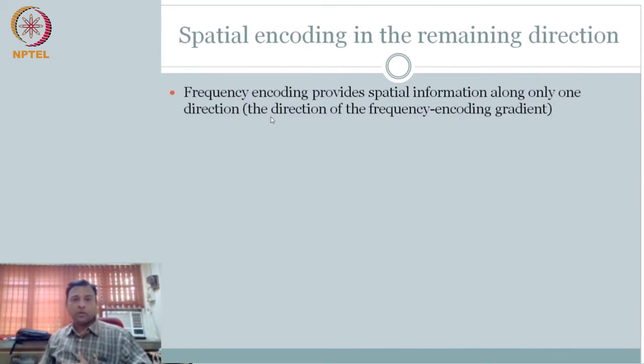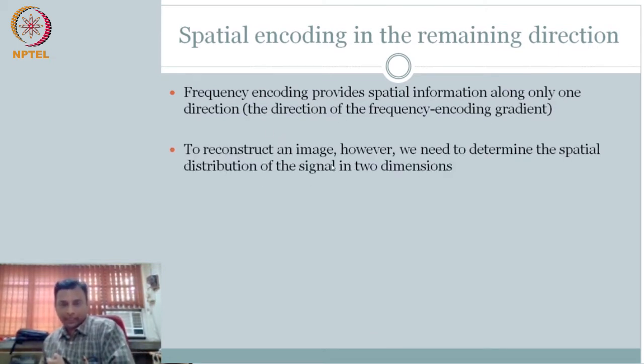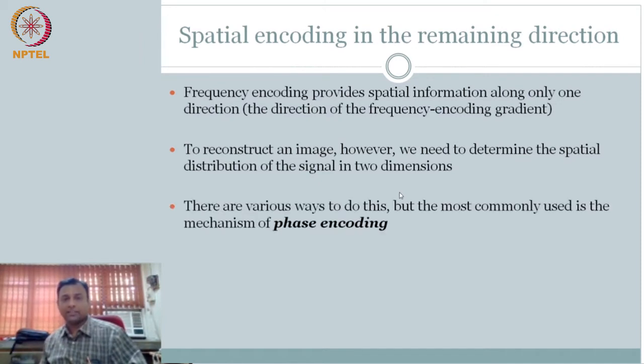So again, the frequency encoding, when we talk about convention, we are talking about x gradient. The frequency encoding provides spatial information only along the x direction. To reconstruct an image, however, we need to determine the spatial distribution of signal in 2 dimensions within the imaging plane. So we know along the x direction, we need to also know along the y direction where it is coming from. So this we try to do.